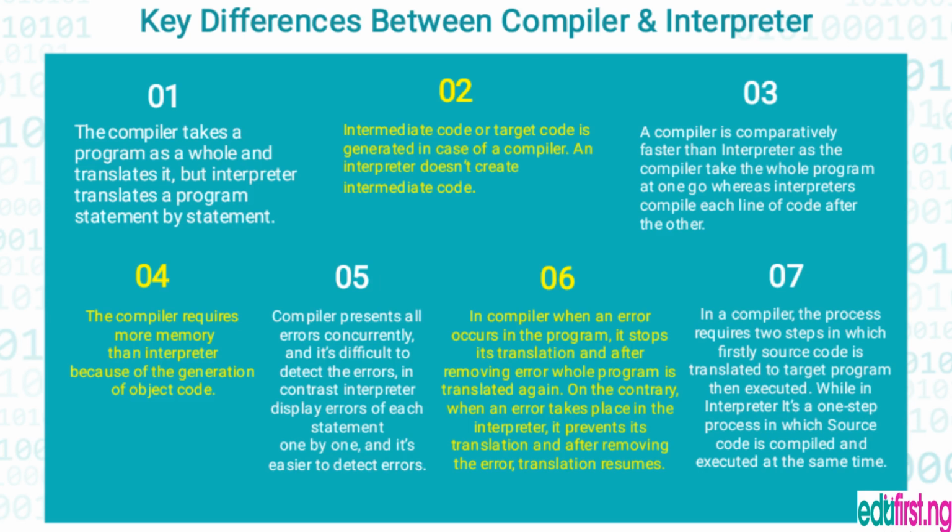In compiler, when an error occurs in the program, it stops its translation, and after removing the error, the program is translated again. On the contrary, when an error takes place in the interpreter, it prevents its translation, and after removing the error, translation continues. In a compiler, the process requires two steps, in which firstly, source code is translated to target program, then executed. While in interpreter, it is a one-step process, in which source code is compiled and executed at the same time.